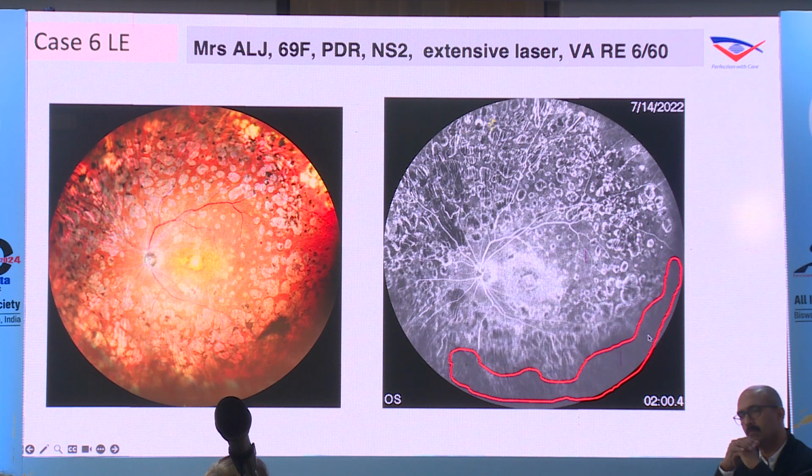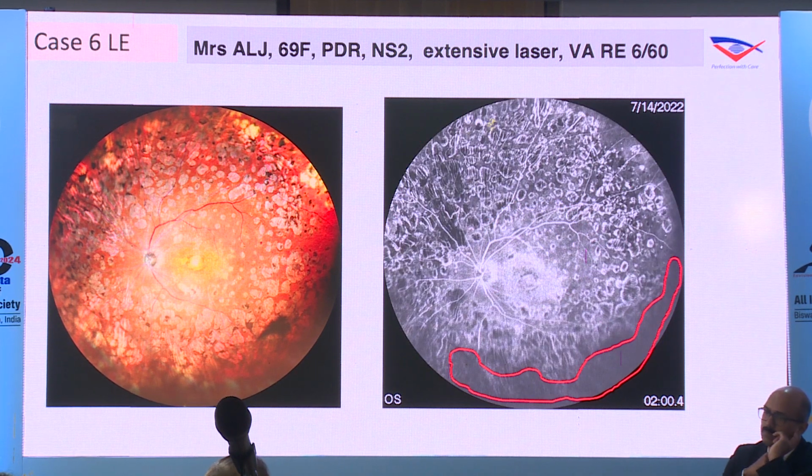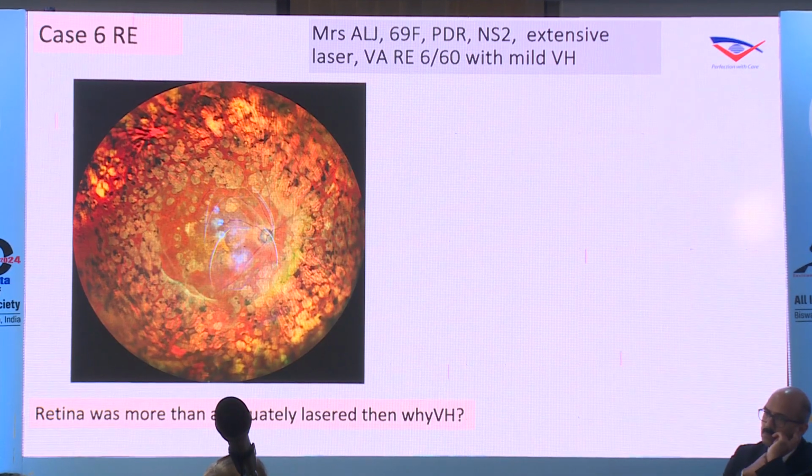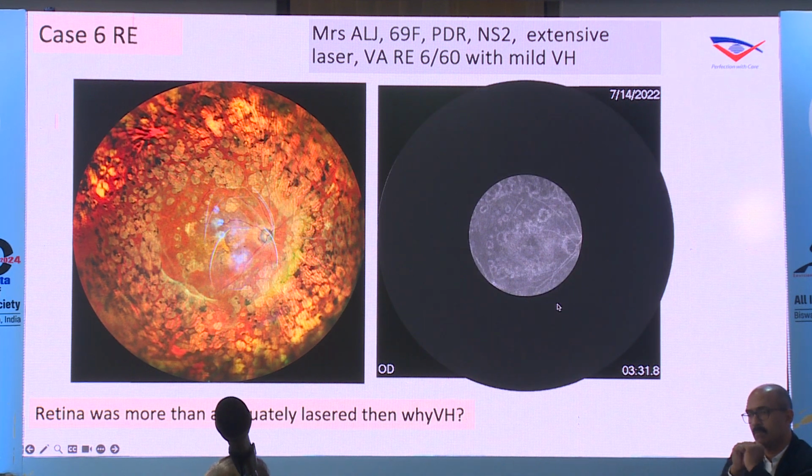She had a small NVE. We lasered that. This is what I would have seen on a standard photograph. This is what we saw on a Mirante. And that's how we went ahead and lasered. Same patient in the other eye, retina was more than adequately lasered. Why is she having a vitreous hemorrhage? Again, we saw peripheral NV, which I would have definitely missed if I had done a normal fundus camera.